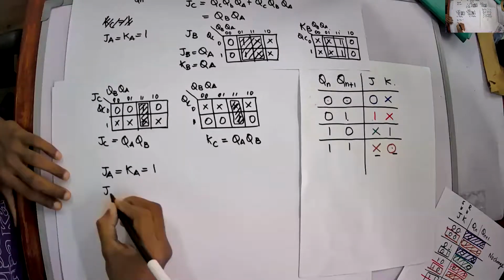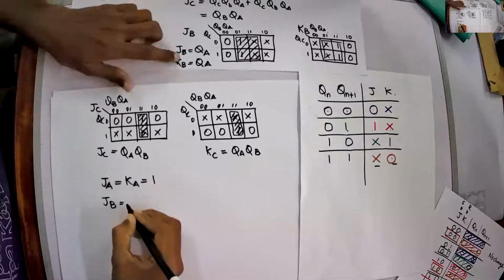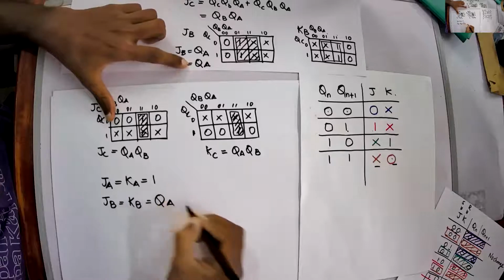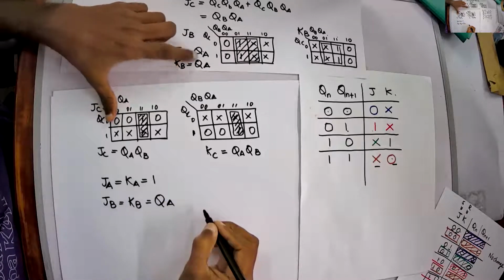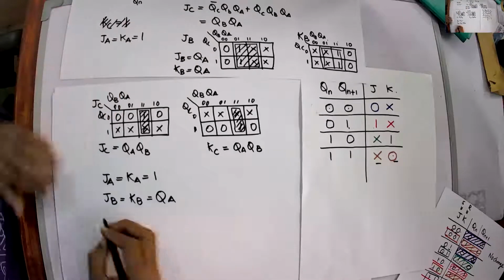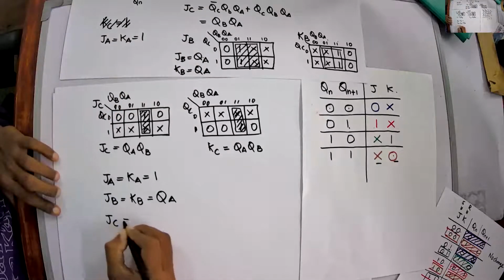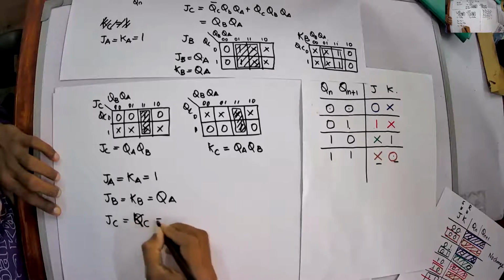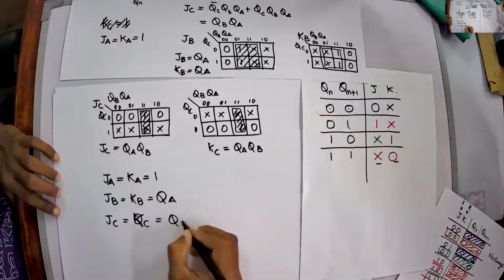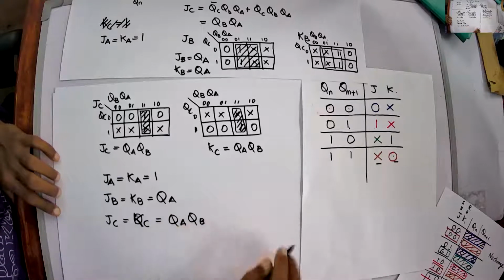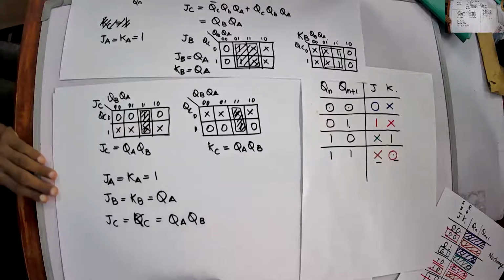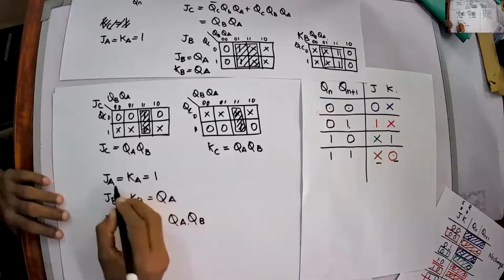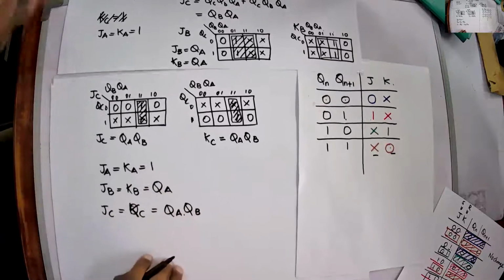And my JB equals KB equals QA. JB equals KB equals QA. Similarly, JC equals KC equals QA, QB. Clear? So I have JC as QA dot QB, while I have JA and KA as 1.